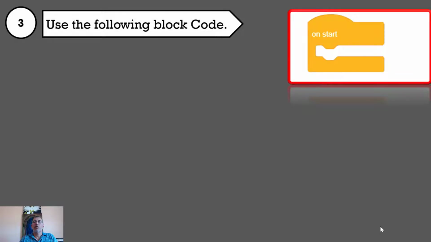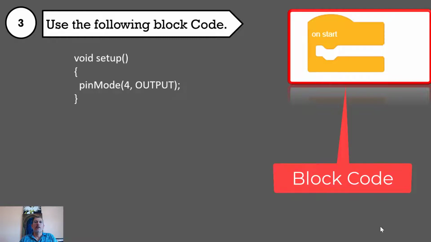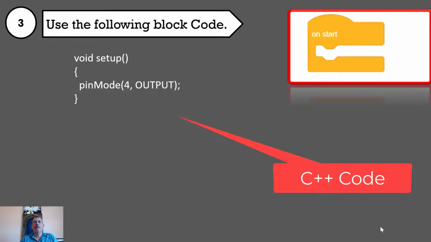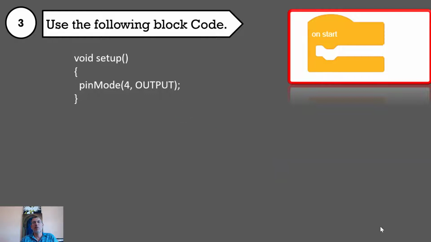I'm going to go over this code with you just quickly. You're going to be using block codes, and later on I will show you how you can convert the block code into C++ code. On start, in C++ we will have a void setup, and we're going to assign a mode to that pin. The pin we choose is pin number 4, and we're going to make this pin an output.